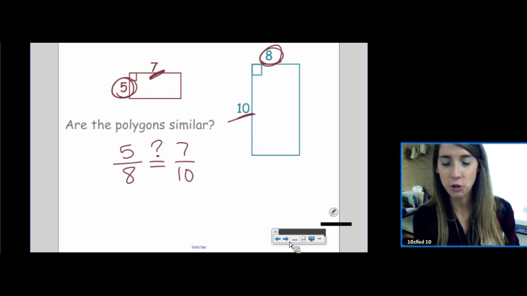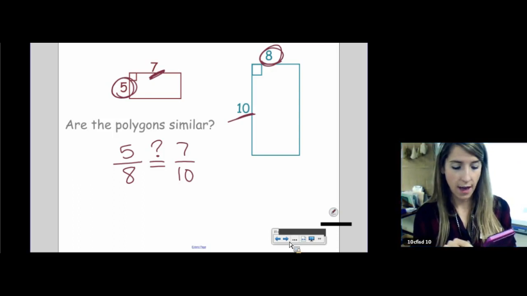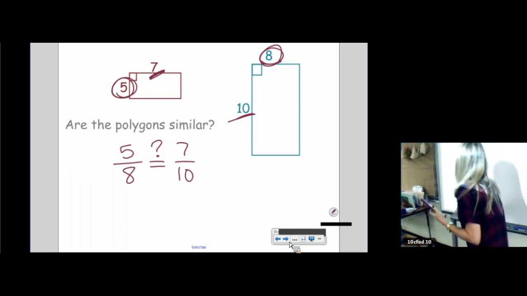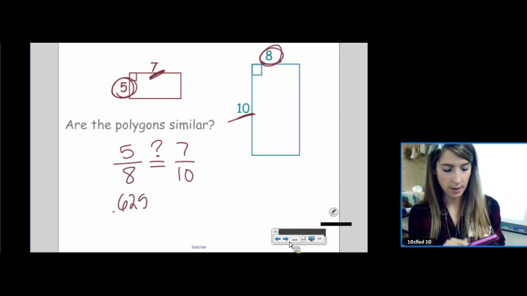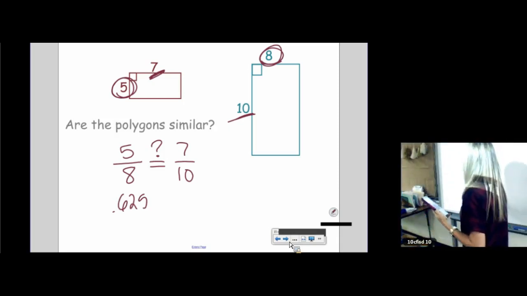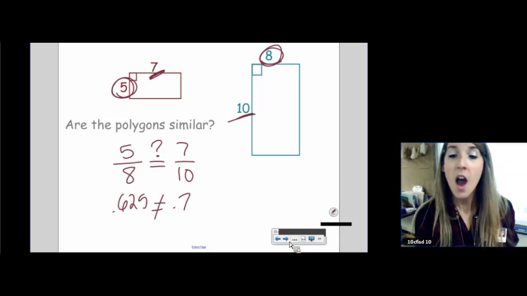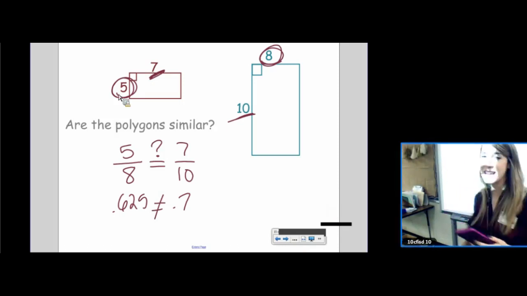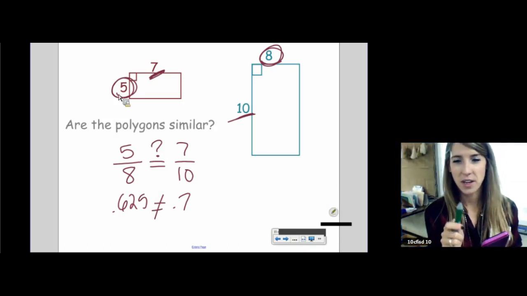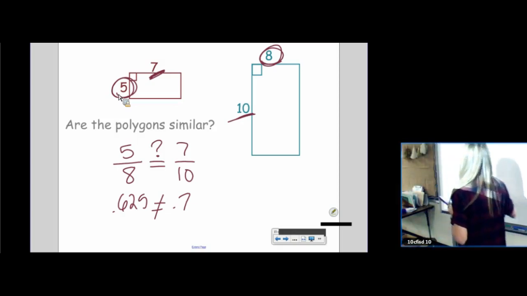Calculator. We have two choices. One, we can divide. 5 divided by 8. 7 divided by 10. Ooh, they're close, but not close enough. Another way I want you to be able to check starts with C. What do you do with proportions? Cross multiply, yes. And I think this way is easier.